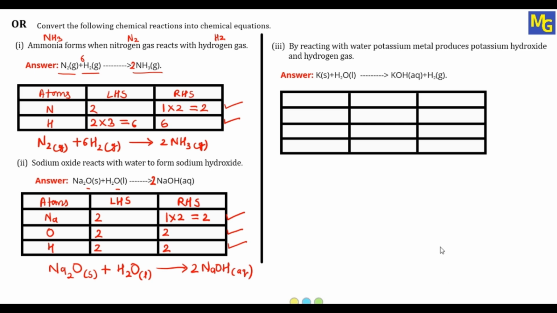So the third one is, by reacting with water, potassium metal provides potassium hydroxide and hydrogen gas. So you have to read it very carefully. By reacting with water, potassium metal, means potassium metal is going to react with the water. So these two are our reactant, and it produces, means our product, potassium hydroxide and hydrogen gas. So write down their symbols. Potassium it is K, water H2O, potassium hydroxide is KOH, and hydrogen gas it is H2. So now balance the reaction.